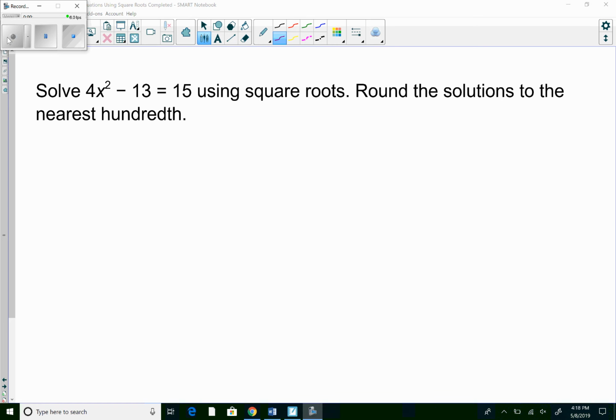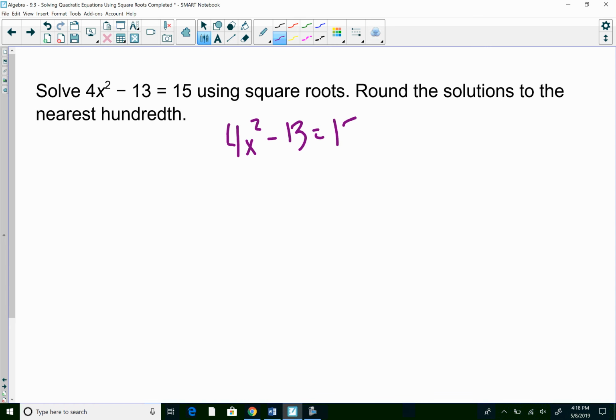All right, hey guys. So we just have to go through and finish up section 9.3, which deals with, again, solving quadratic equations using square roots. Building off of the previous video, the directions are the same: 4x squared minus 13 equals 15. We still want to solve using square roots.